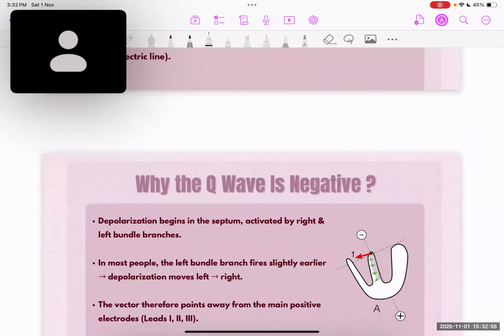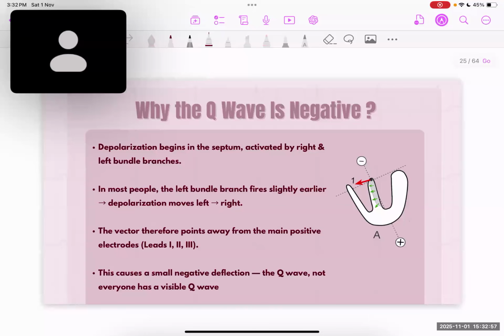Now, you might be wondering, where is the Q wave? Sometimes the Q wave is not there. Not everyone has a visible Q wave, and that's okay. But when a Q wave is there, it is negative. And why is that so? So depolarization, as we said, begins in the septum. As we made the first diagram, our first vector was going like this. So it begins in the septum, but it's sometimes activated by the right and left bundle branches. And the left bundle branch sometimes fires slightly before the right. So the wave of depolarization is going like this.